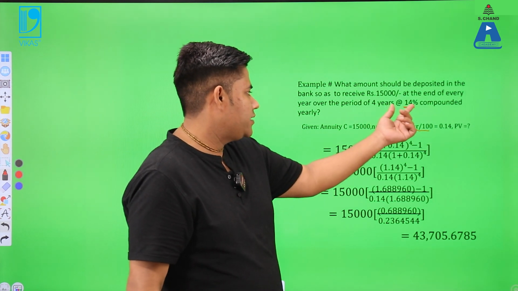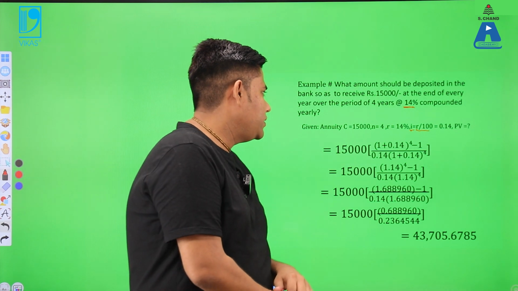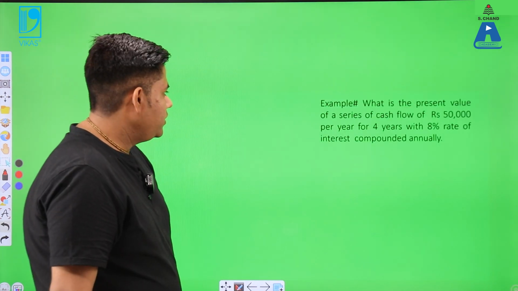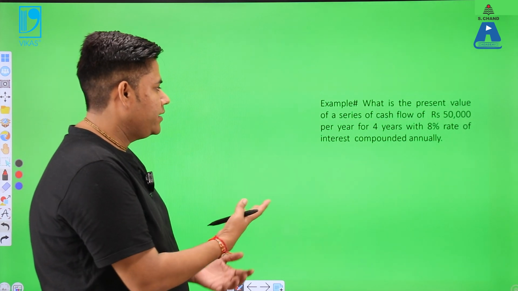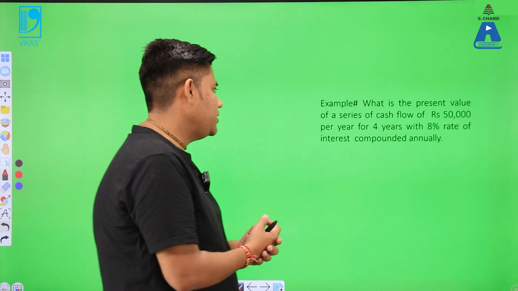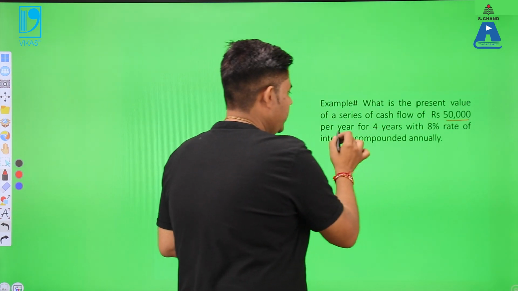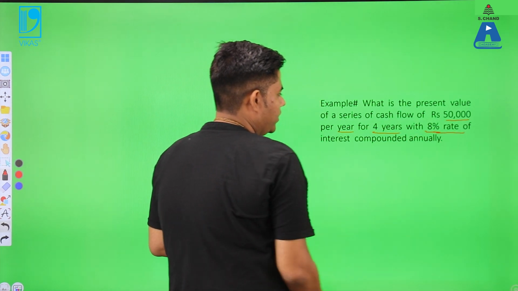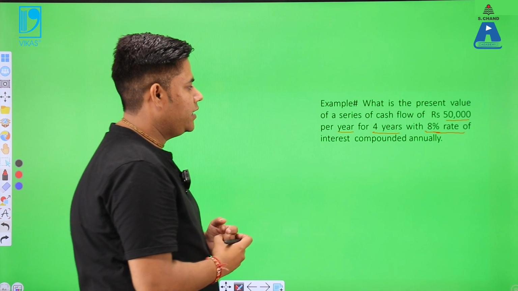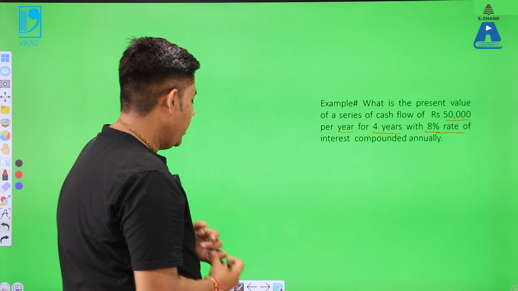No doubt the rate of interest is very high, that's why this amount that is being deposited is on the lesser side. The other question, or the other set of the statement says that what is the present value of the series of cash flow of 50,000 per year for 4 years that is there with a particular company, and that has a rate which is 8%, and that rate is compounded annually.